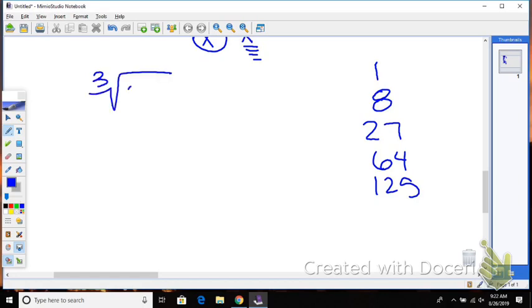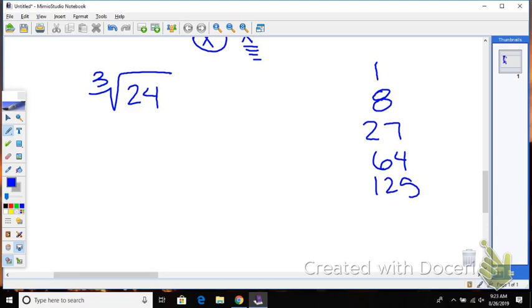Cubed root of 24. Okay, 24 is not on my list, so it is not a perfect cube. So I have to think of perfect cubes. Here's my list that we're going to break it down to.